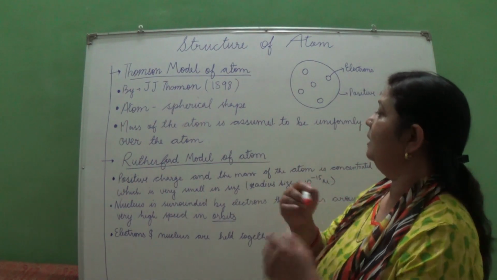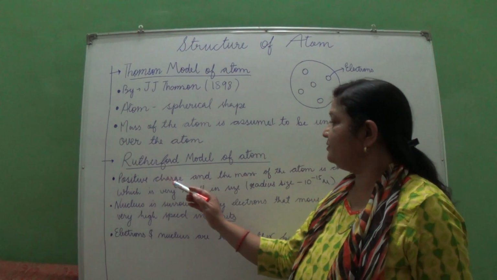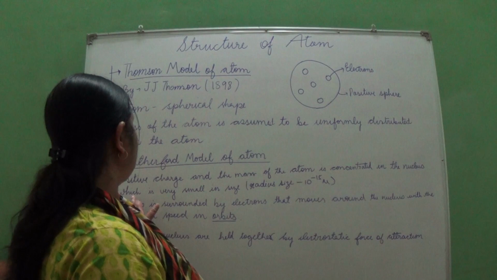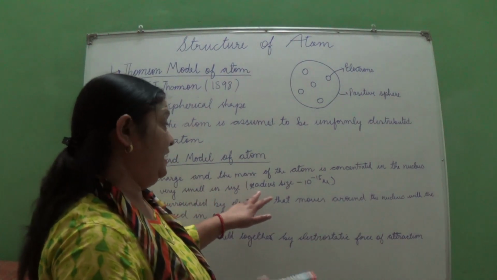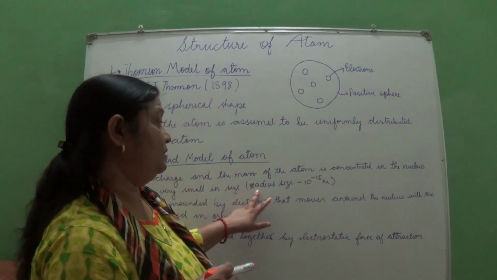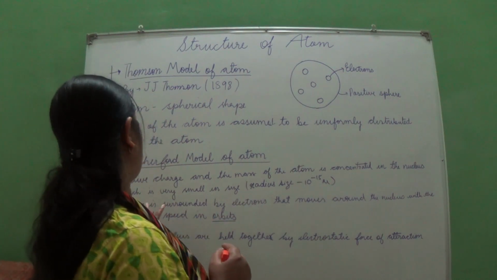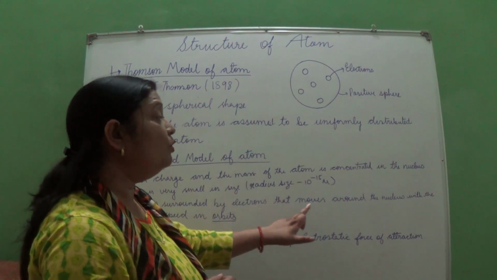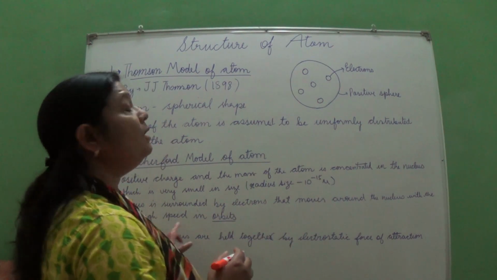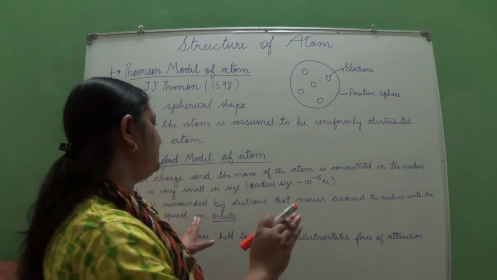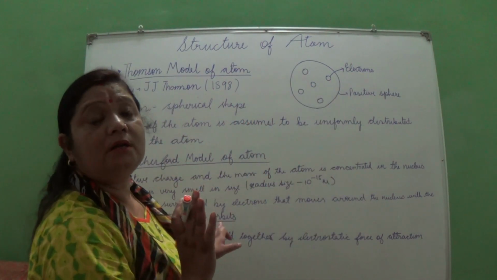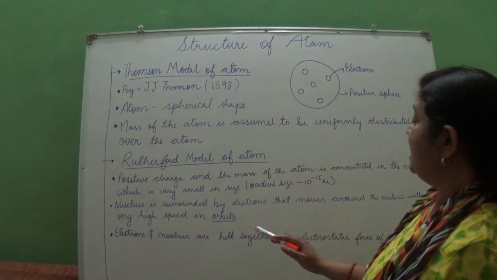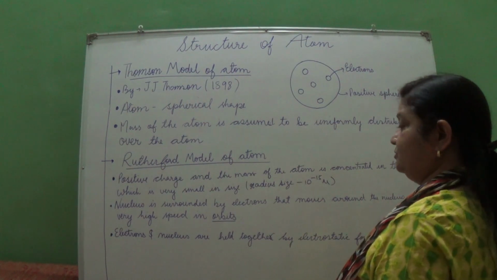And so he gave his model, and he said that positive charge and the mass of the atom is concentrated in the nucleus, which is very small in size, and the radius of the nucleus is 10 to the power minus 15 meter. Then he said that the nucleus is surrounded by the electrons that move around the nucleus with very high speed, and he named these orbits.